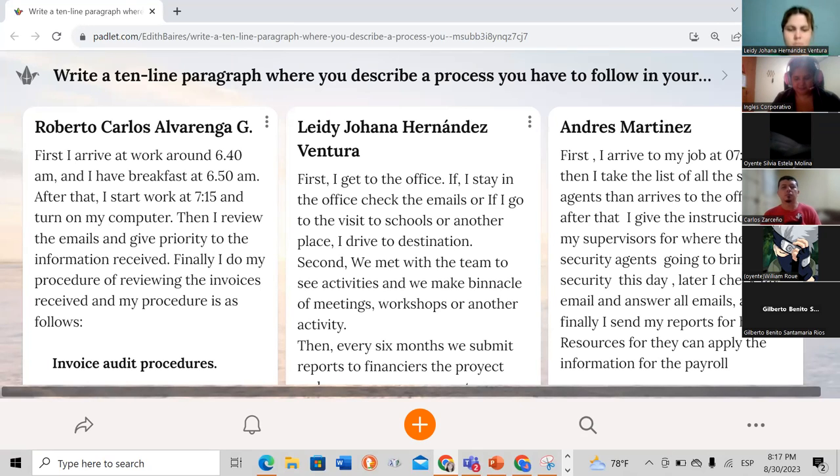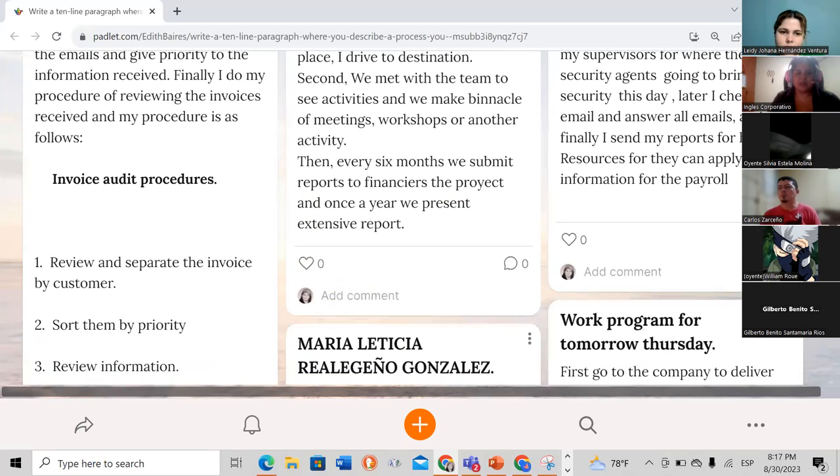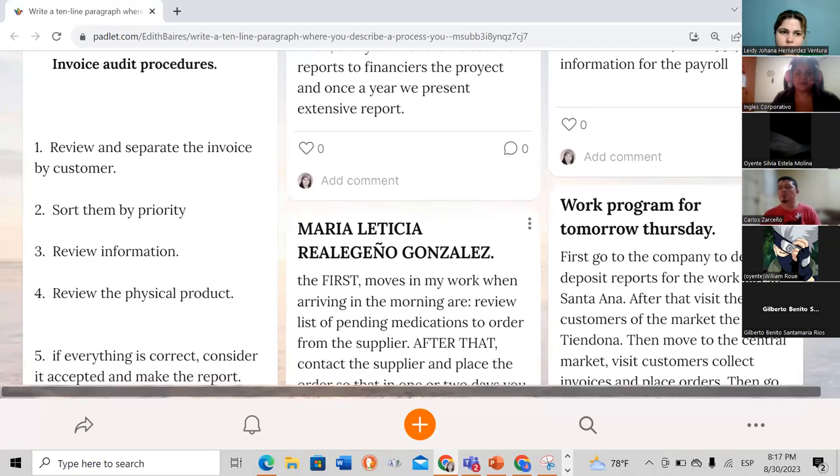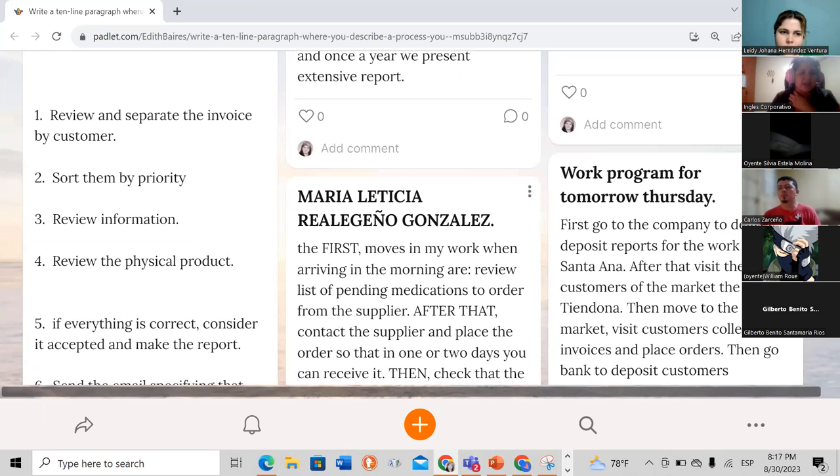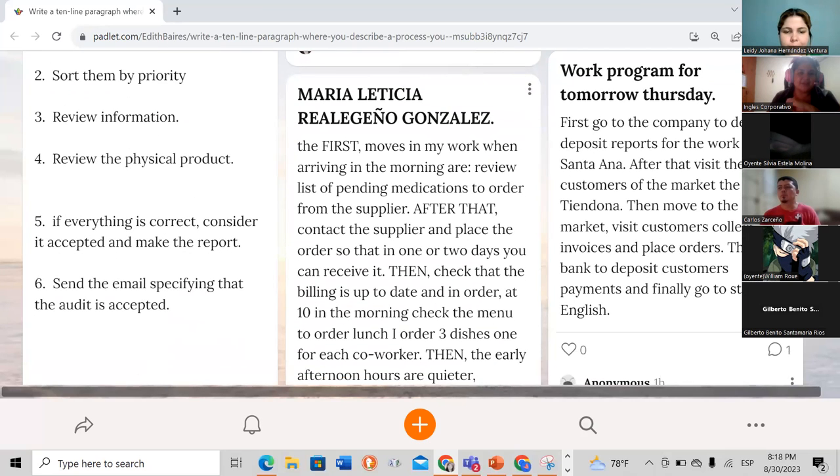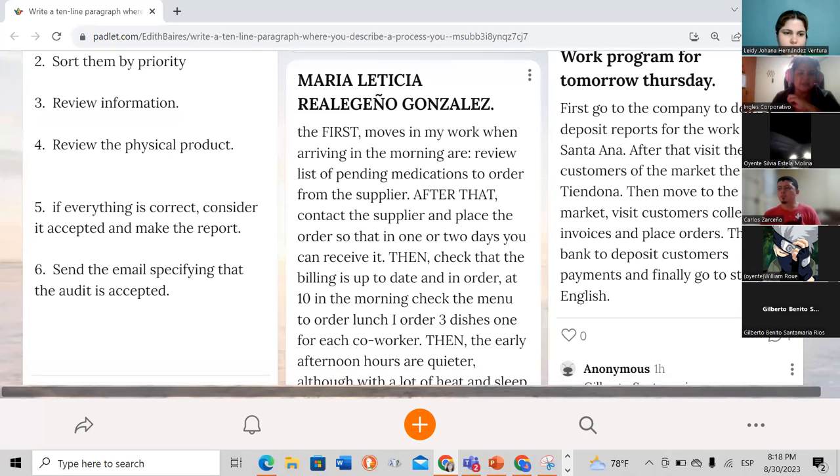Finally, comma, I do my procedures of reviewing the invoices received, and my procedure is the following. Invoice audit procedures. And here we have the process. Review and separate the invoice by the customer, sort them by priority, review information, review the physical product. If everything is correct, consider it accepted and make the report. Send the email specifying that the audit is accepted.